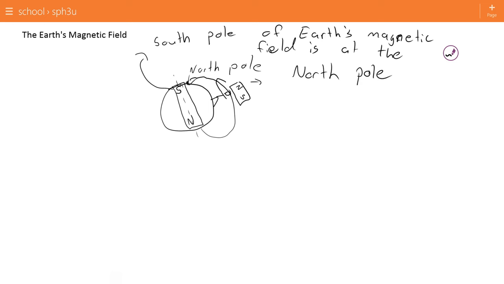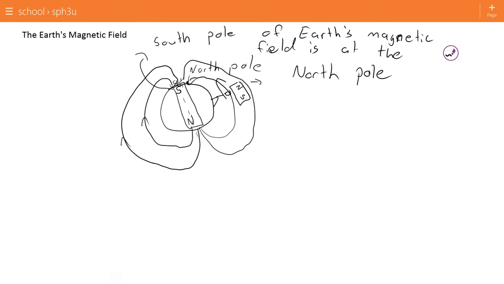Which is kind of a weird little fact, but that's what it is. So if we were considering the Earth's magnetic field, we see this like there. And then all those magnetic field lines would come out of what we call magnetic north, or the actual South Polar Antarctica, if you will.